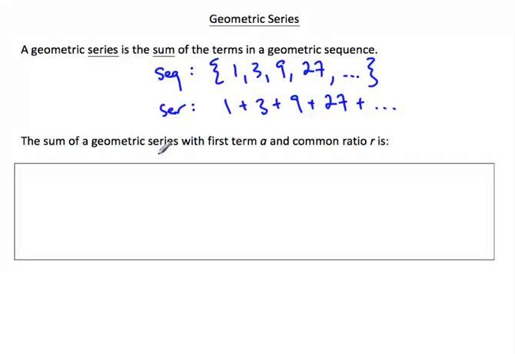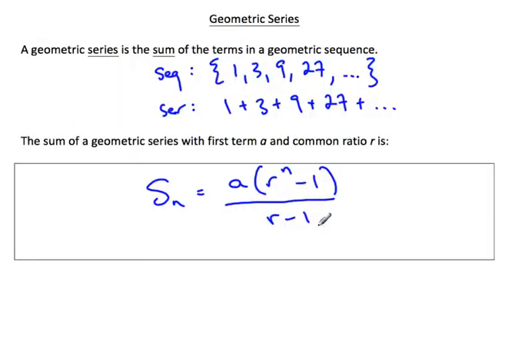I'm going to give you the formula for the sum of a geometric series, then we'll do some problems with it, and then in the next video I'll show you how it's derived. So the sum of the first n terms of a geometric series, s sub n, is equal to a times r to the n minus 1 over r minus 1.